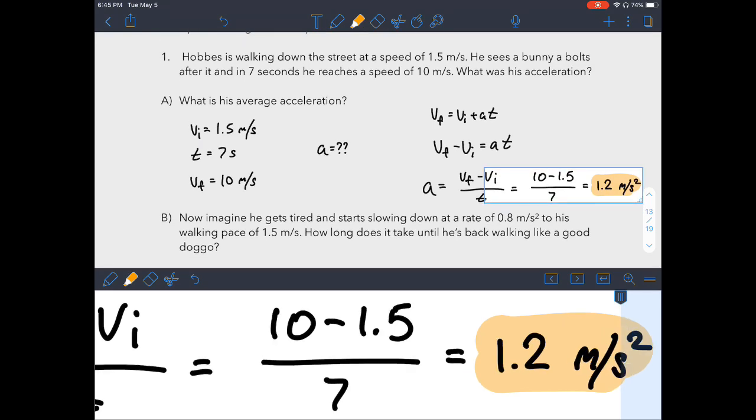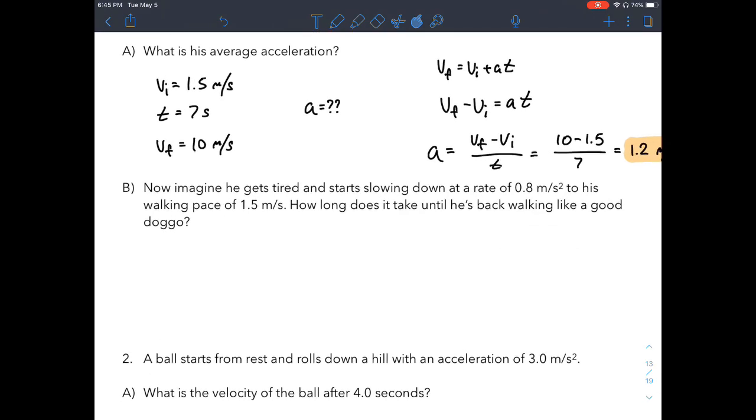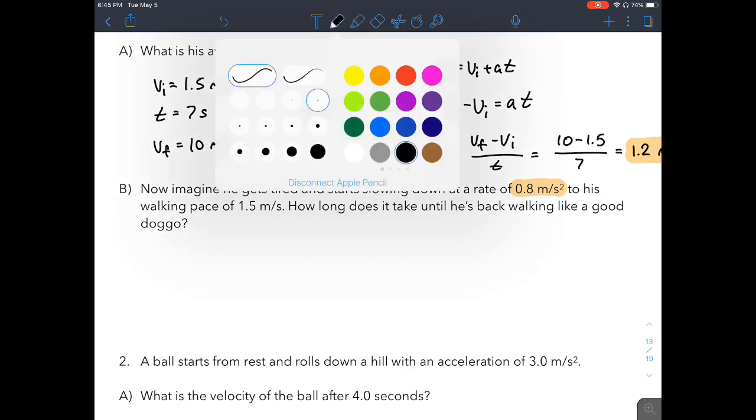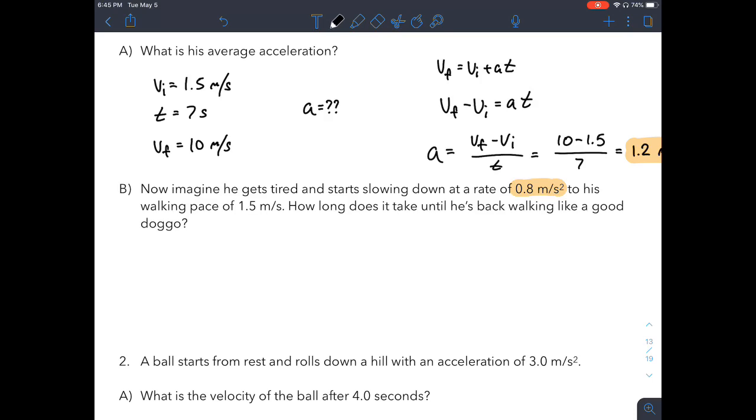Part B says now he gets tired. He's gonna slow down. It gives you a rate here, slowing down of 0.8 meters per second. You can try this one on your own. I'll just give you a hint. The answer, we're looking for the time. It's 10.6 seconds. So go ahead, try that one on your own and see if you can get the answer.